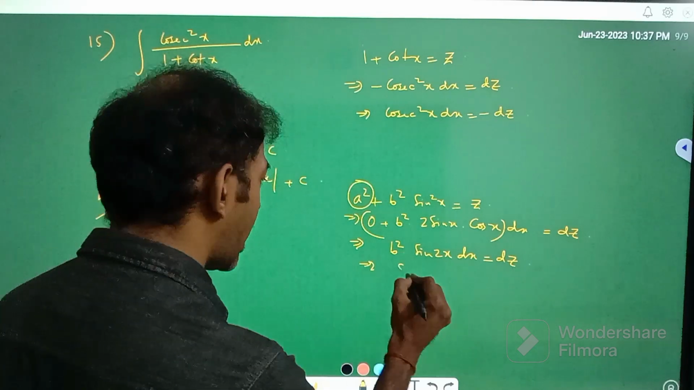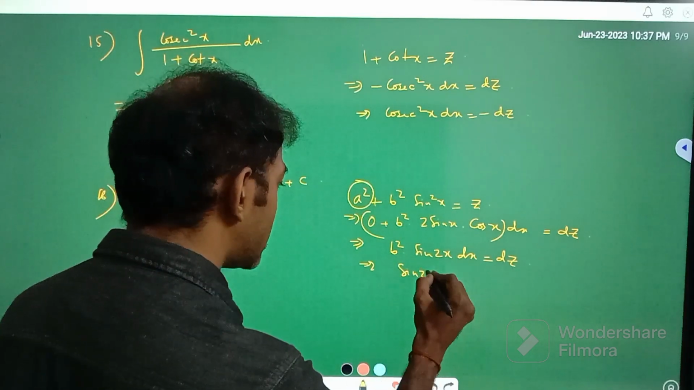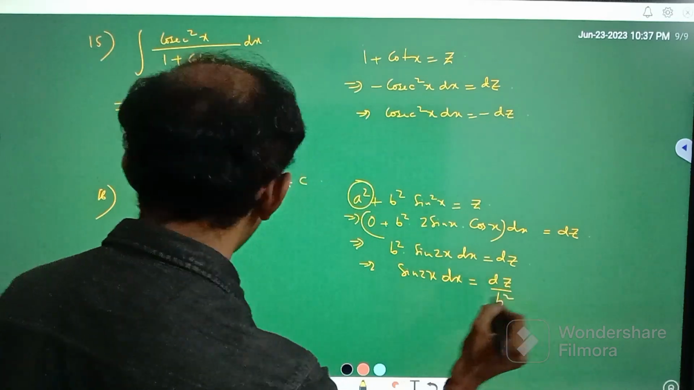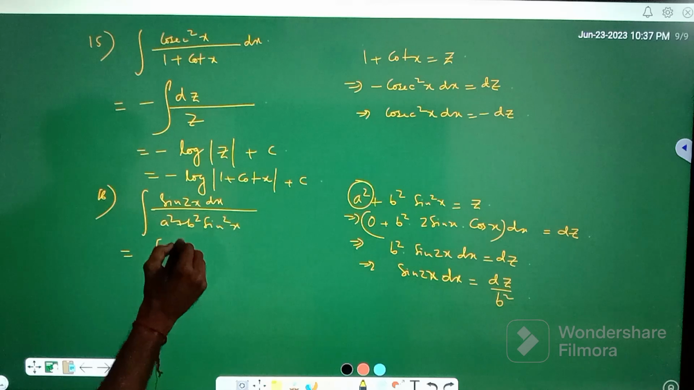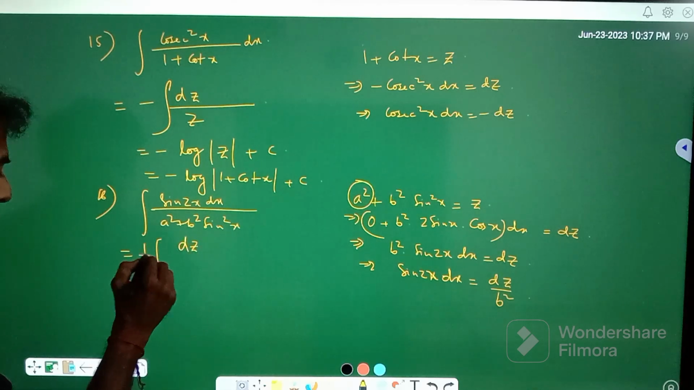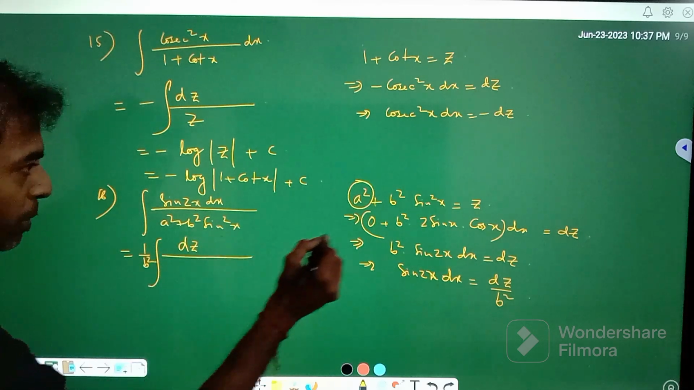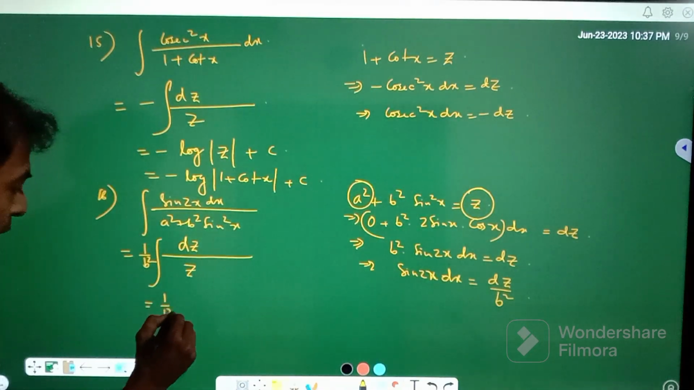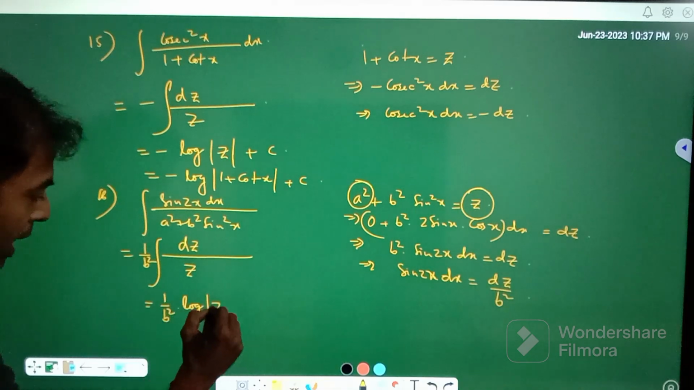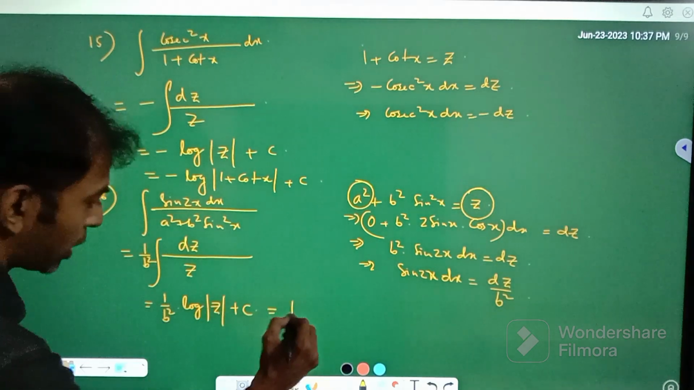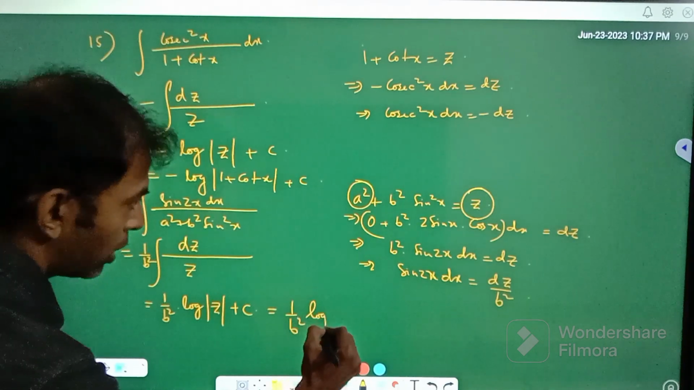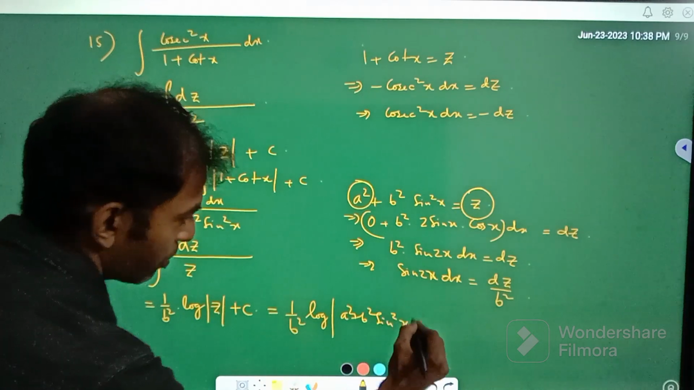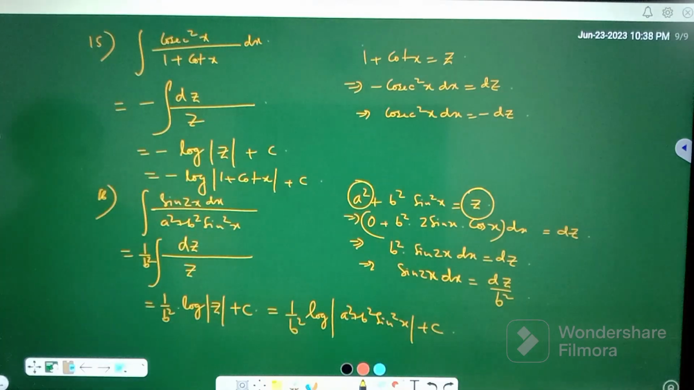So sine 2x dx is equals to dz divided by b square. We are putting the value of sine 2x dx as dz by b square, and a square plus b square sine square x is represented by z here. So the result will be 1 by b square into log modulus z plus c, and the total result will be 1 by b square log modulus a square plus b square sine square x plus c. That's our another problem, 16th problem.